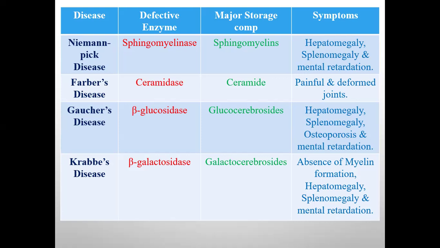Fabry disease, you have ceramidase, that is the defective enzyme, and you have accumulation of what? Ceramide, painful and deformed joints. Gaucher's disease, beta glucosidase and glucocerebrosides, okay, hepatomegaly, splenomegaly, osteoporosis, and mental retardation. And Krabbe's disease, you have beta galactosidase, and you have galactocerebrosides accumulated, and you have absence of myelin formation, hepatomegaly, splenomegaly, and mental retardation as the symptoms.